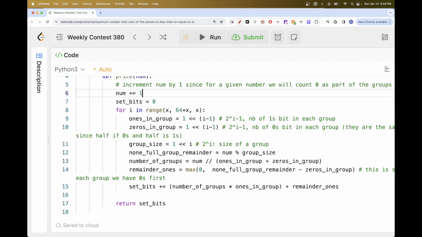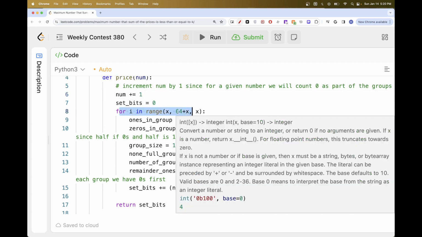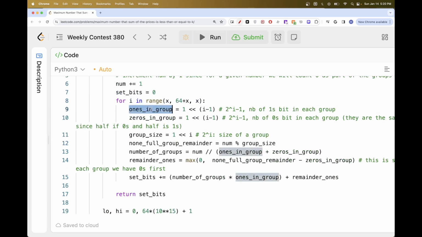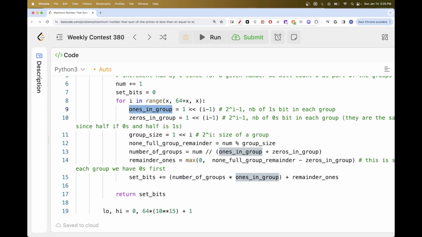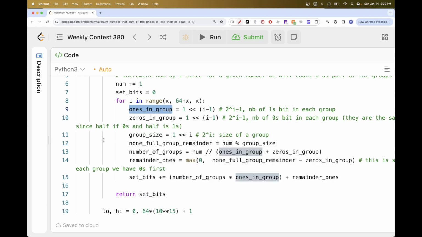In our binary representation, we increment 1 here. And then we just go x multiples of x because we only want to consider the bit positions that are divisible by x, where i modulo x is equal to 0, right? And so here what we do is get the number of ones in a group. Now remember, this is just 2 to the power of i minus 1, because remember for position 1, the number of zeros in a group was just 0 and 1.